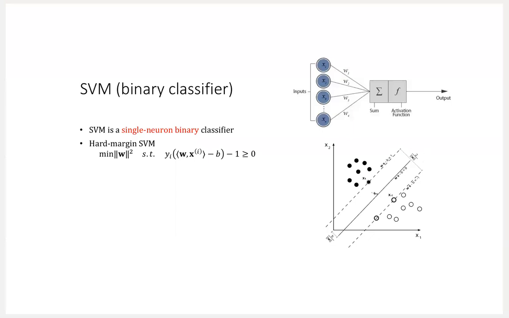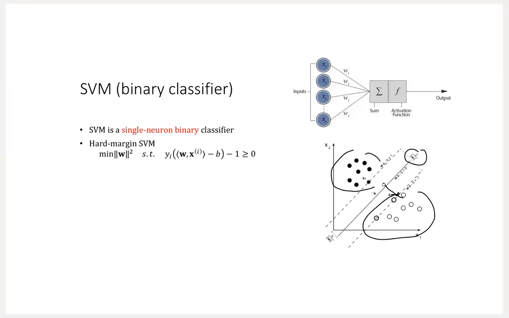If you have the boundary here, you can define a margin like this. You have one class of data, another class of data, and then you try to find the boundary such that this margin is as big as possible. And last time we showed that this margin length is just 2 over ||W||, with W being the weight parameters here.